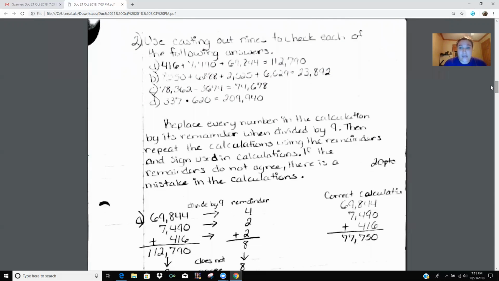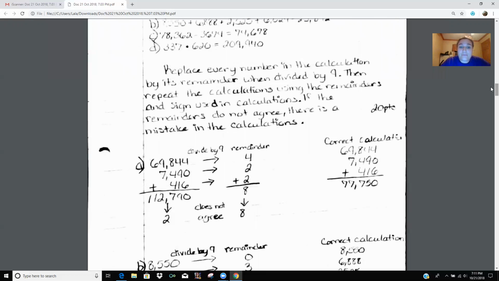Now we're going to cast out 9s to check each of the following answers. In order to do that, you replace every number in the calculation by its remainder when divided by 9. So for problem A, our first number is 69,844. When it is divided by 9, it gives you a remainder of 4. You do this with each one.